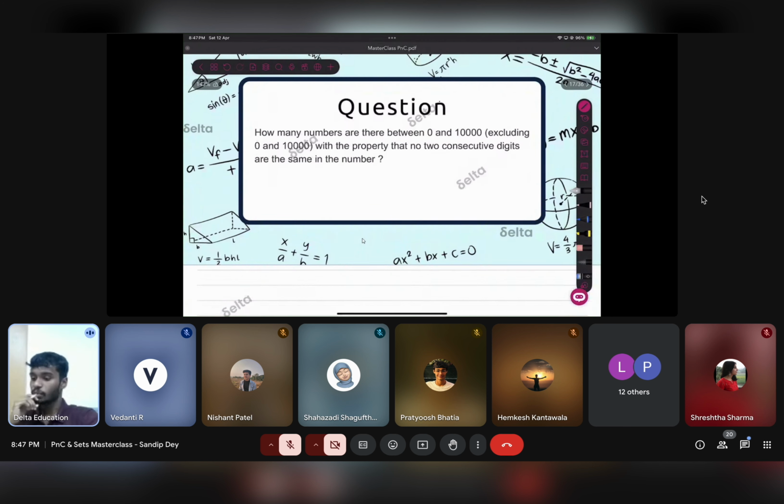This question says, how many numbers are there between 0 and 10,000, excluding 0 and 10,000?